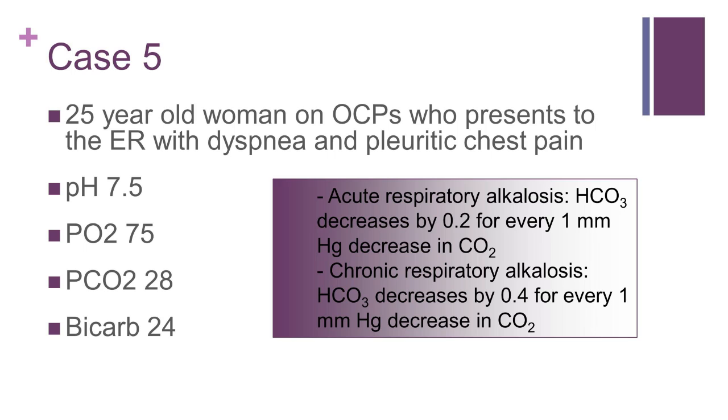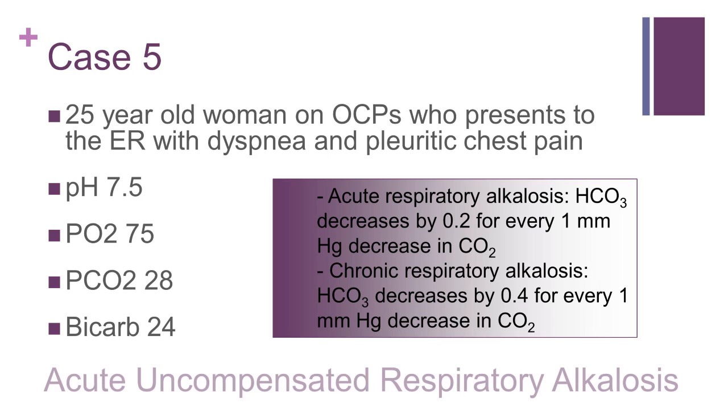In this case, the patient's bicarb is normal. She presented to the ER immediately after her symptoms started, so her body has not yet had time to develop a metabolic compensation. She has an acute, uncompensated respiratory alkalosis. Additionally, her clinical picture is concerning for pulmonary embolism.